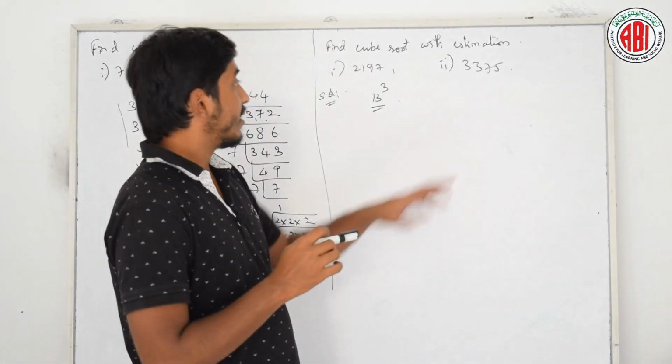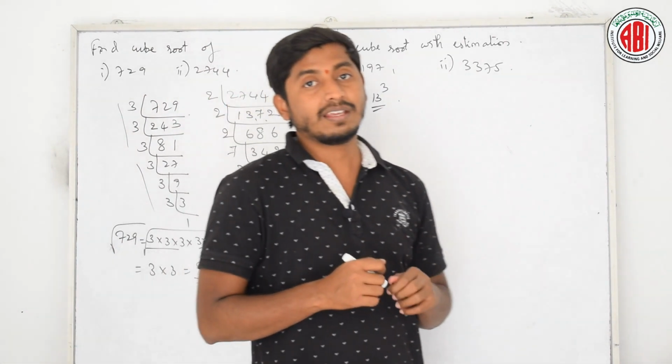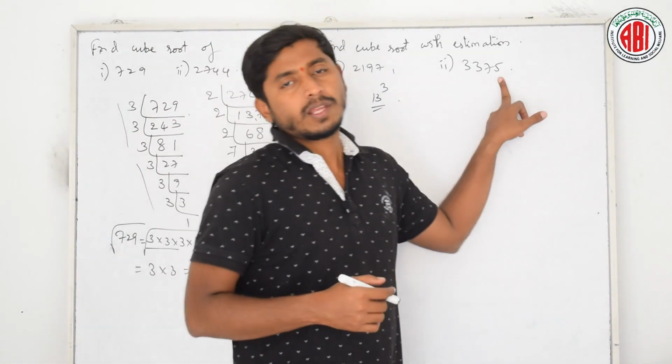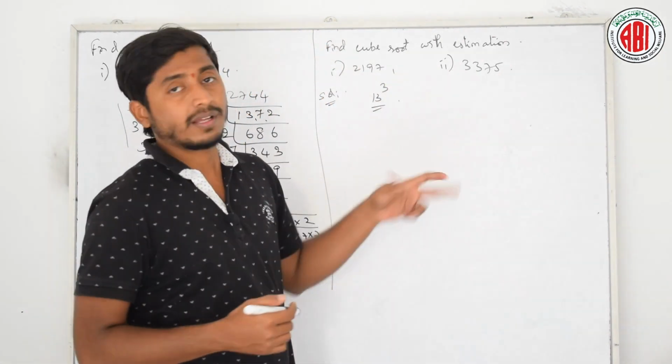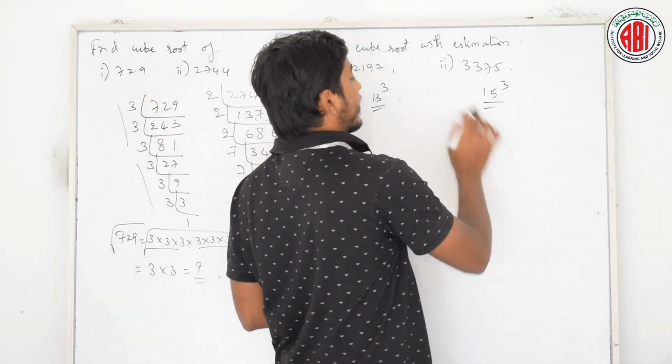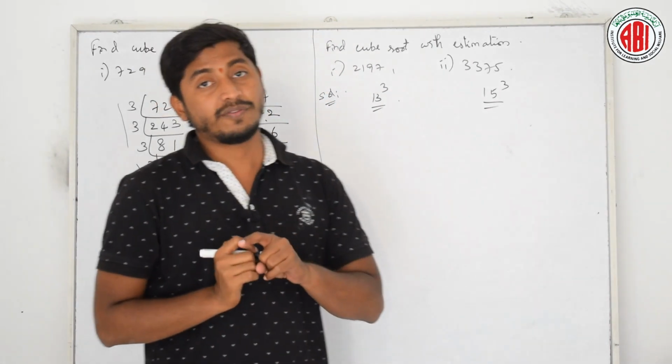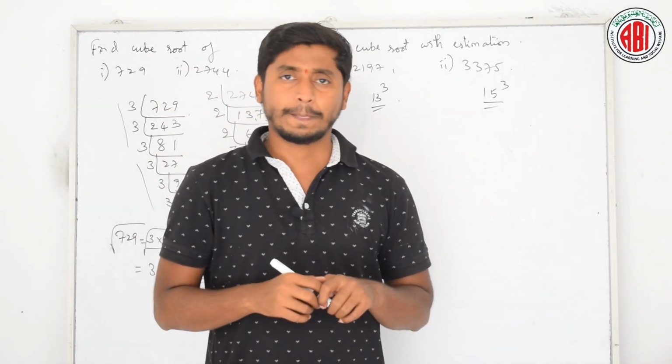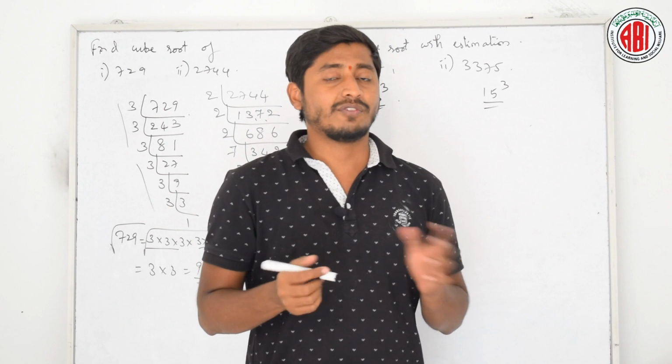Okay. What about 3375? Tell me, this also ends in 5. When do we get 5? After this number, obviously 15. Right? This is just an expectation. It doesn't mean that it should be fixed. If you want to, you can try. Is it clear?